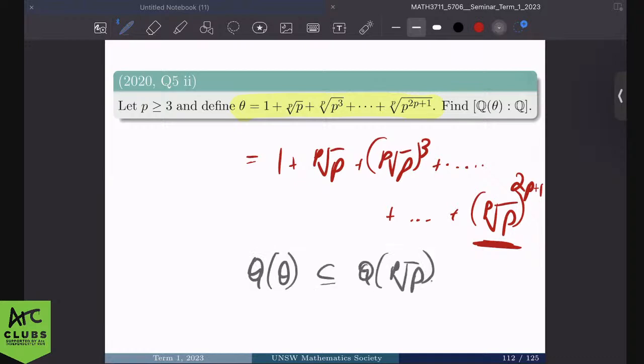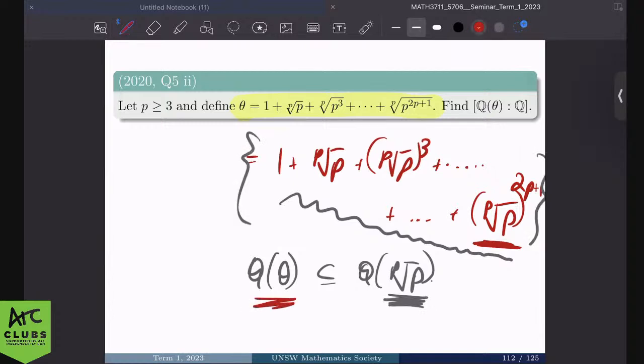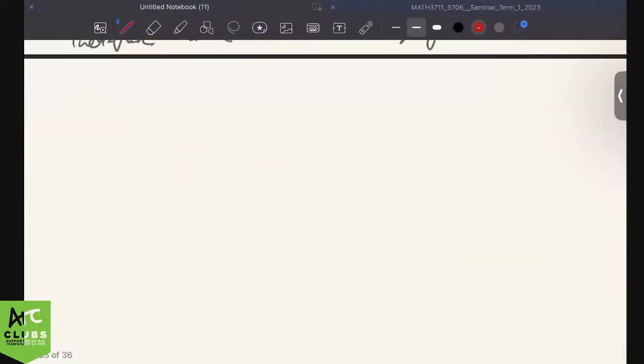Because remember, once you add a number alpha to a field, you need to have all powers of it. Because a field is like everything that you can make from multiplying and dividing by a given number. So if we have the p-th root of p in our field, we need to have this in our field too, right? So Q(theta) is actually a subfield of this, right? And then you can construct a further tower. You've got Q is actually a subset of that, okay? So let's write that out.